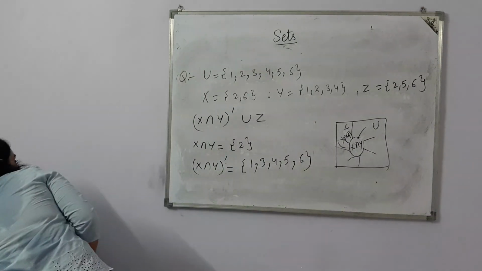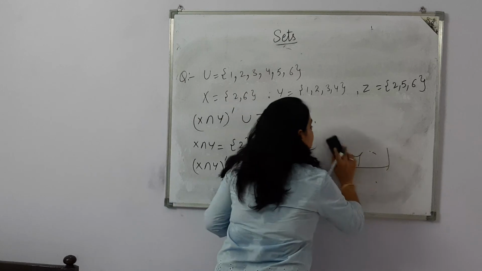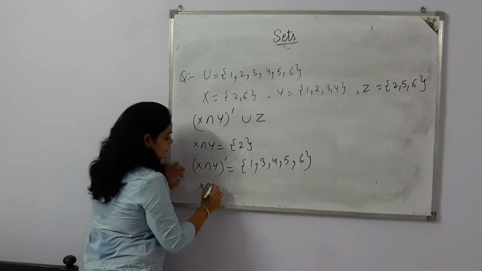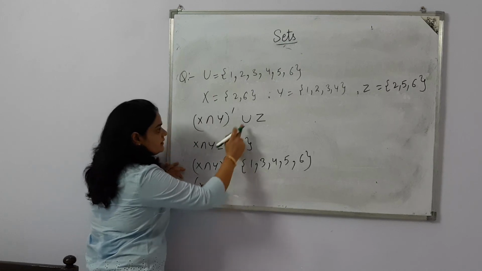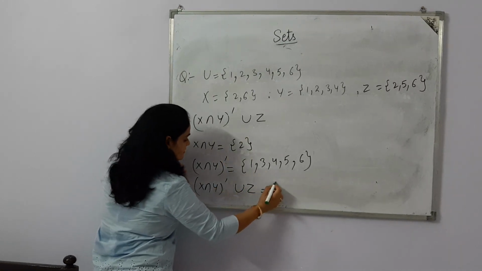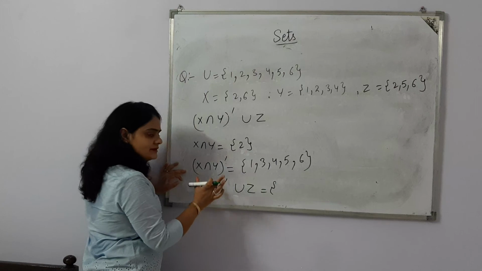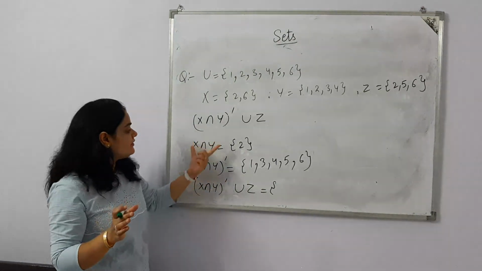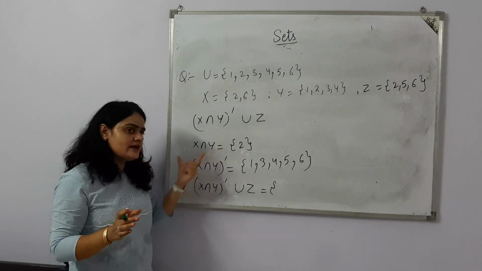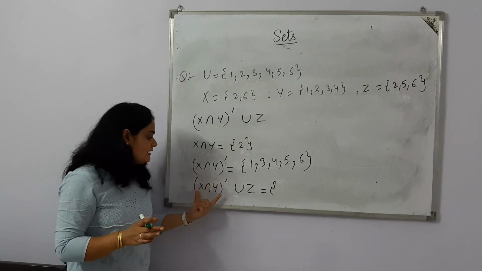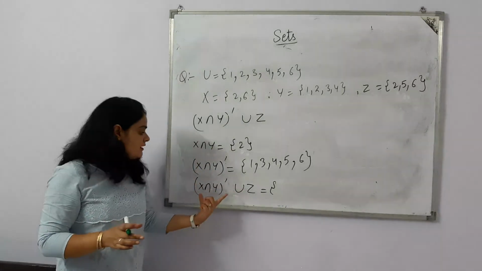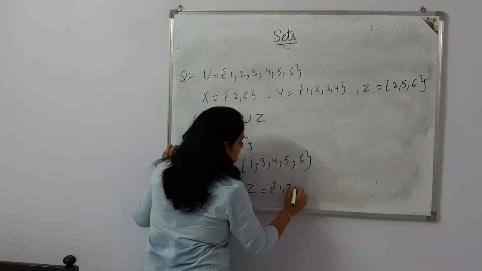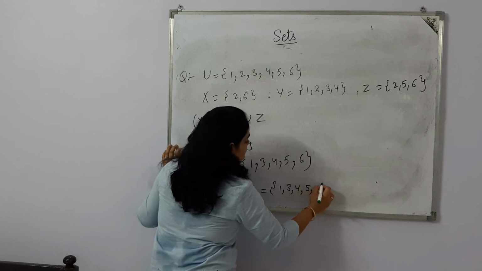Now what we want to do is take the complement of X intersection Y and its union with Z. That means we are finding it step by step. First of all we find X intersection Y, then find its complement, and now we are doing the union of this set with Z. So what is the first set? 1, 3, 4, 5, 6.